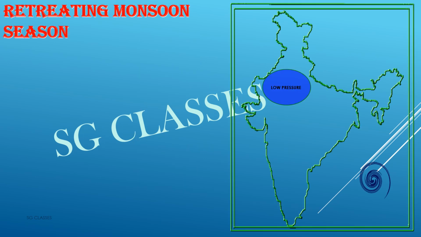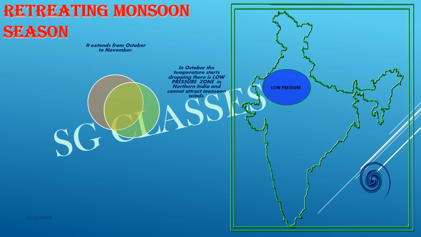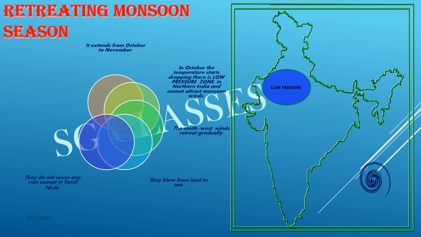We'll move further and discuss the third season, that is the retreating monsoon season. During October and November, the southwest monsoon winds become weaker and start retreating or withdrawing. The season is marked by clear skies and an increased temperature in the northern plains. This increase in the temperature is termed October heat.